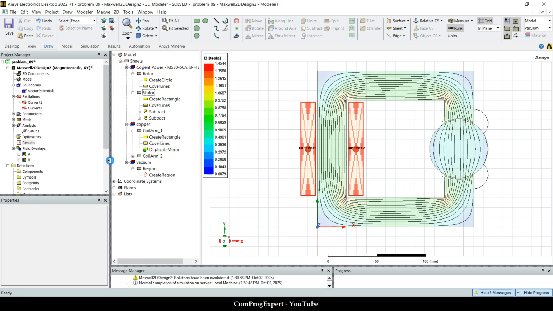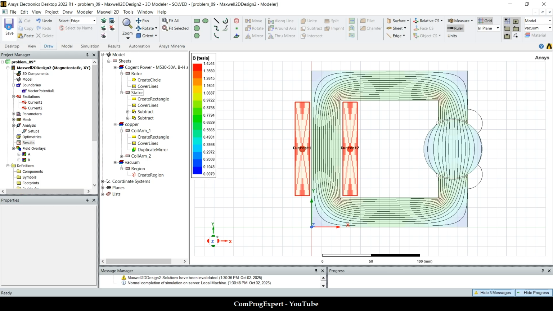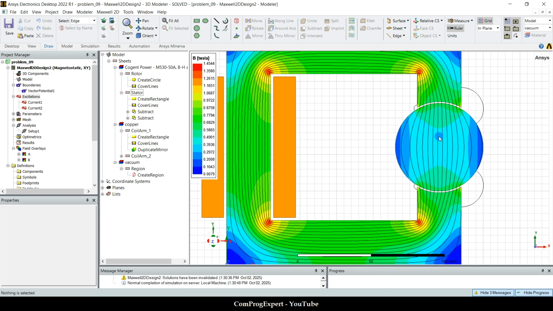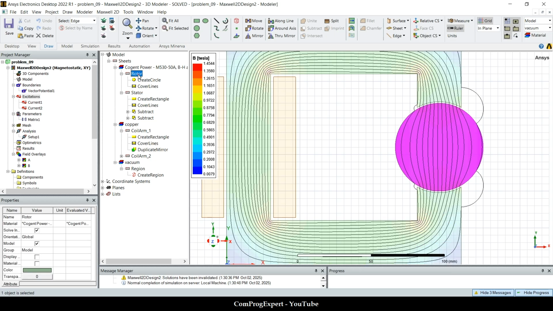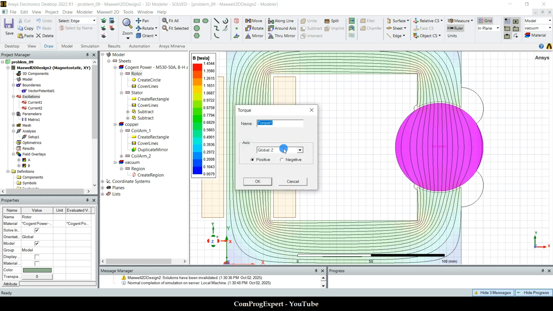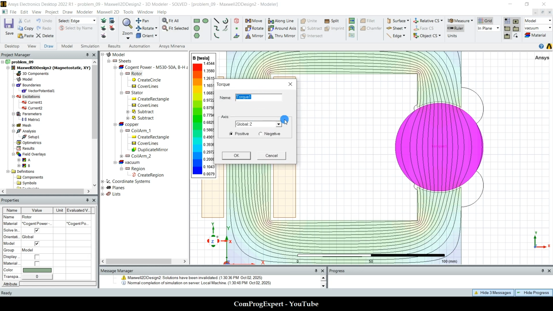I am going to also calculate the torque, the torque applied to the rotor. How can we calculate that? We should define this parameter. So let's select the rotor, and from here, parameters, we can assign torque. But in this case we have this option.